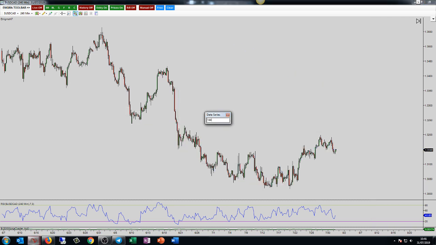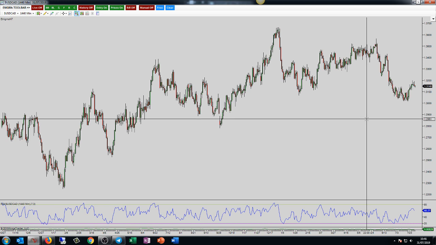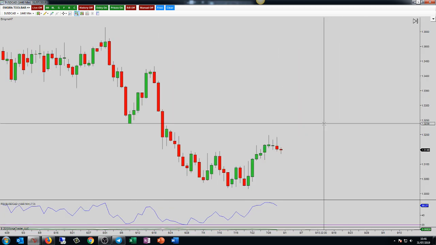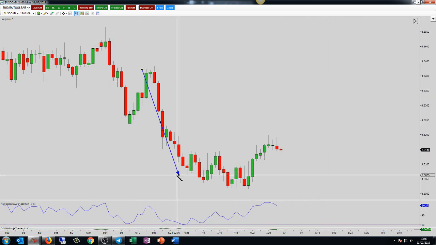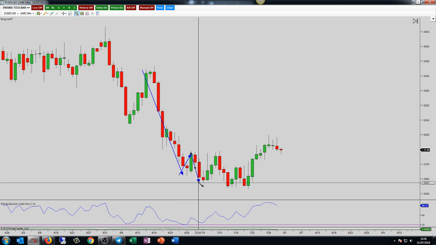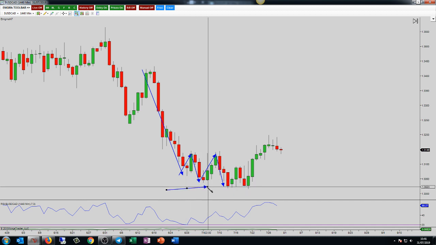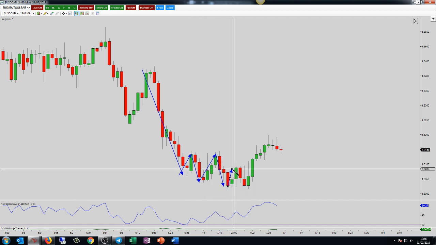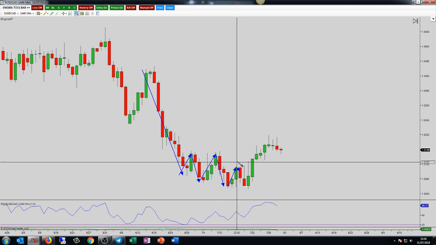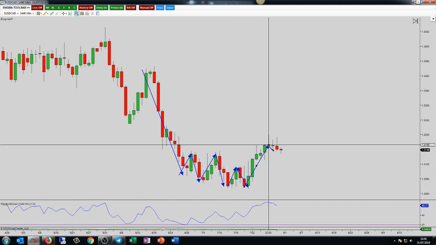Let's go and take a look at it based on the daily time frame. So here on the dailies, we had the move lower, the pullback, the move lower, the pullback, the move lower, and each and every time we were only just making new lows, and then we had this retest, and then we broke to the upside.